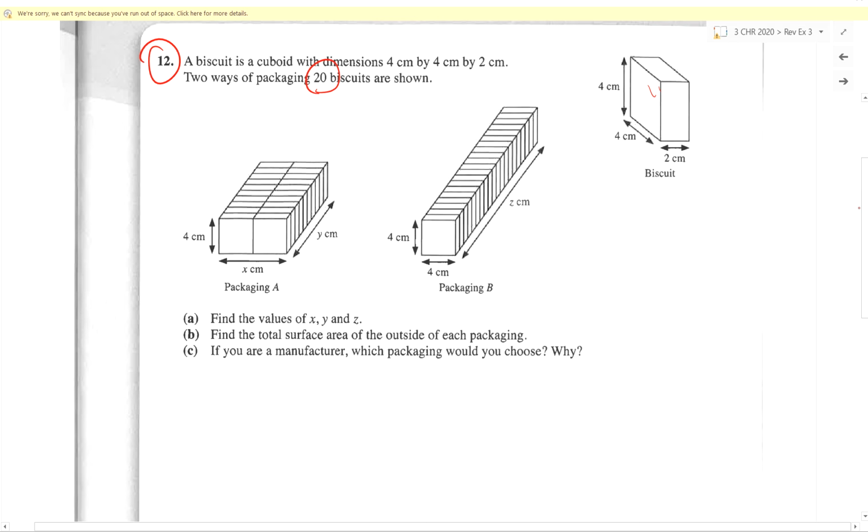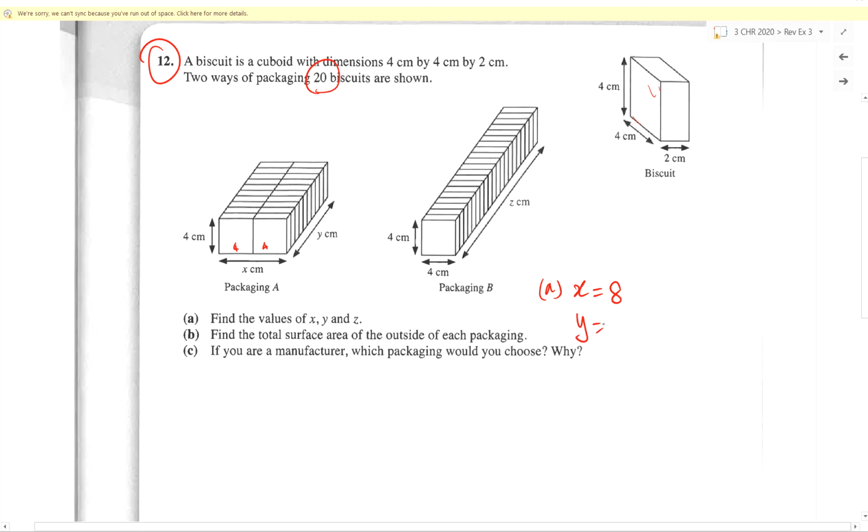In part A, x is going to be 4 plus 4. So the value for x is 8, because the length of each side of the square is 4 centimeters. Putting them side by side, we get 8.